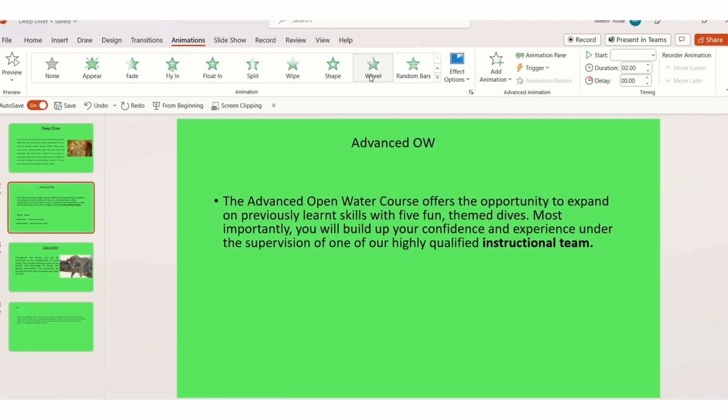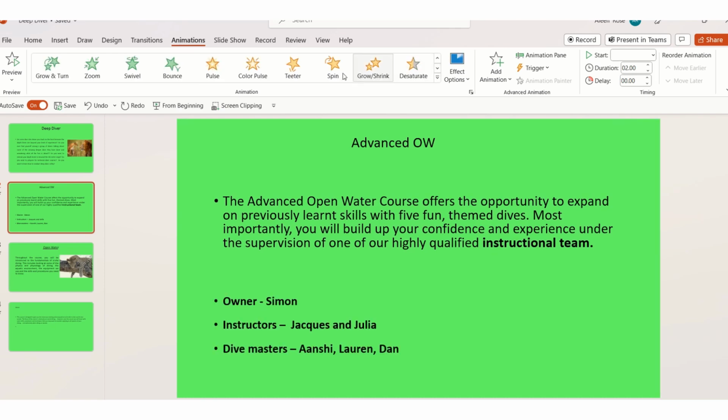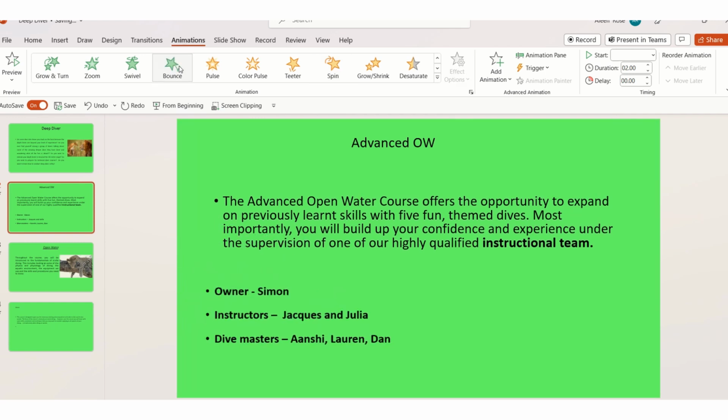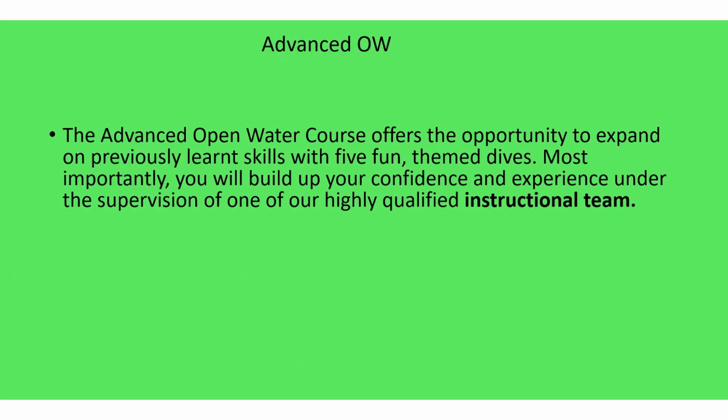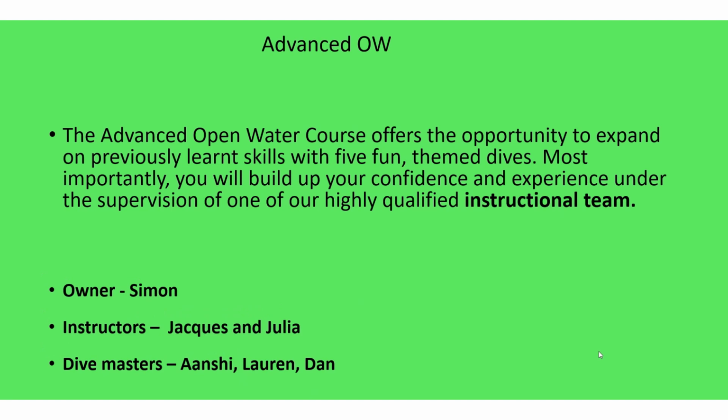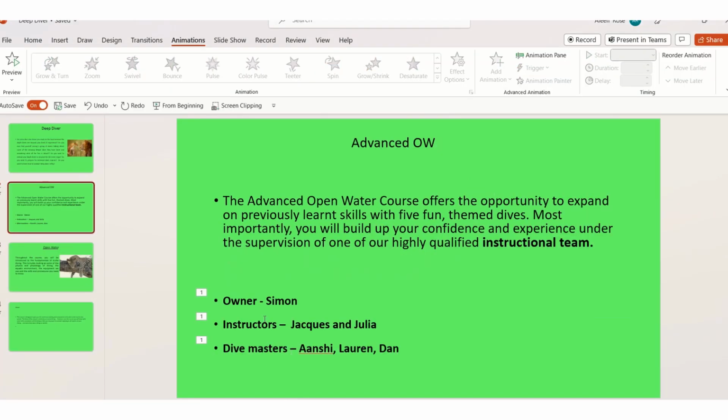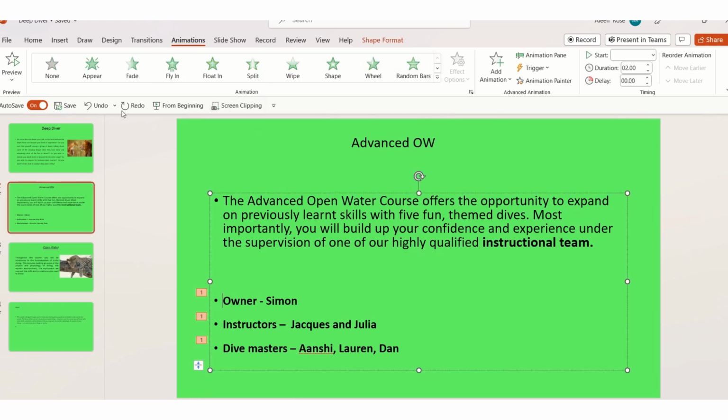If you want the entry animation, you can. If you want the exit animation, that also you can choose. So I'm choosing this bounce. Then let me see the preview. Animation is applied. Once you add the animations, you will get the number, like one animation is added. If you don't want the animation, go to none. Now if you want one by one, float in. So that animation is added.